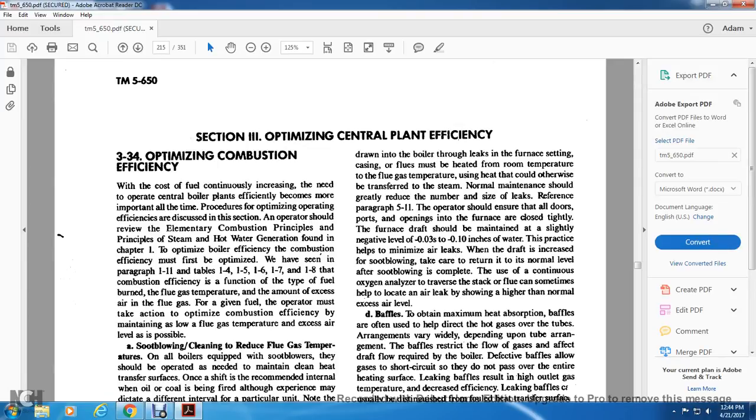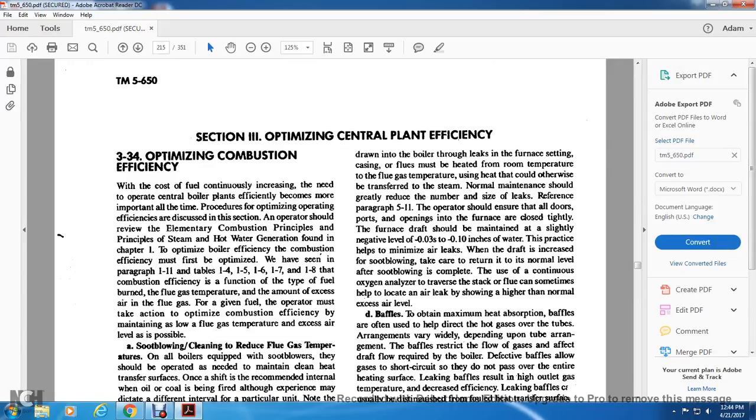Chapter 3, Section 3, Central Boiler Plants, Optimizing Central Plant Efficiency. 3.3.4, Optimizing Combustion Efficiency. With the cost of fuel continuously increasing, the need to operate central boiler plants efficiently becomes important at all times. Procedures for optimizing operating efficiency are discussed in this section.